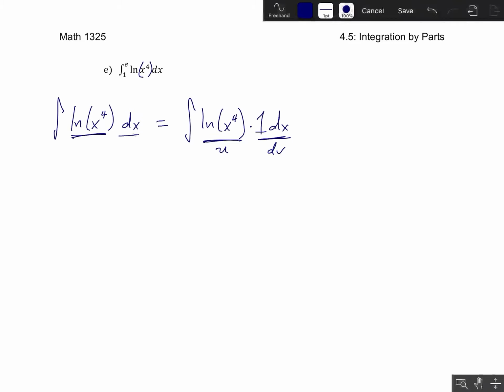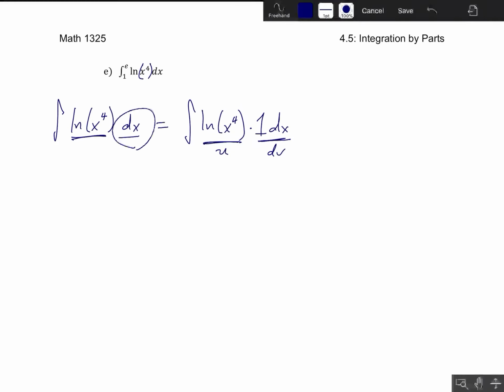But I just wanted to make it clear that it's okay to select a u and a dv even if you only see one thing as your integrand. It's just that dv would just be this differential here, or in other words, 1 dx. So that's going to be my choice of u and dv. I chose that to be my u rather than dv because we have a logarithm here, and that's probably going to become nicer whenever we take a derivative. So now I'll make my little table. So I know that u is equal to ln of x to the fourth.